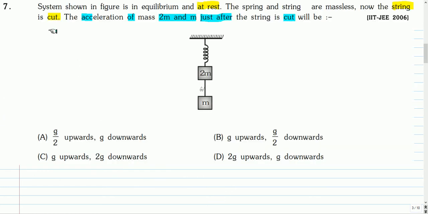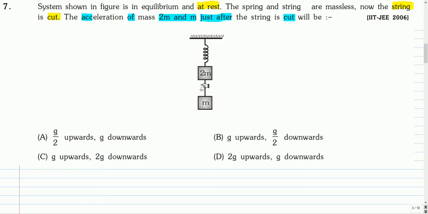This is the next question. A system shown in the figure is in equilibrium and at rest. The spring and string are massless. Now the string is cut. The acceleration of masses 2m and m just after the string is cut will be.